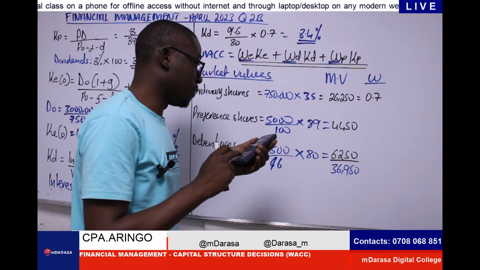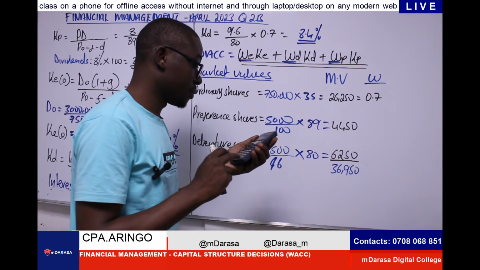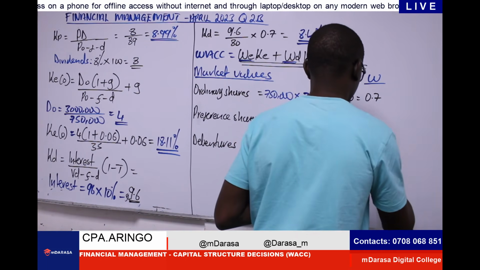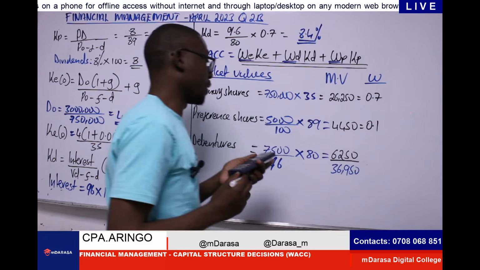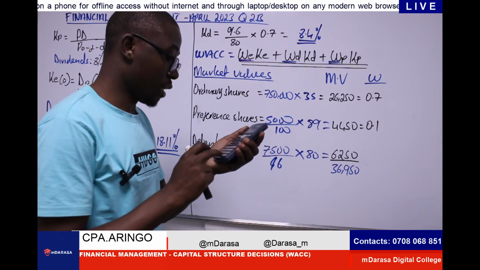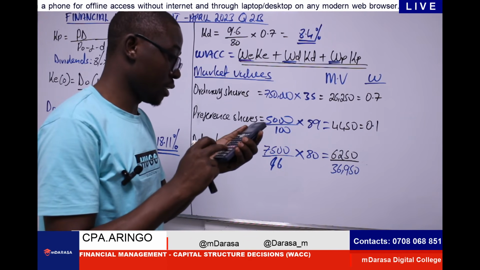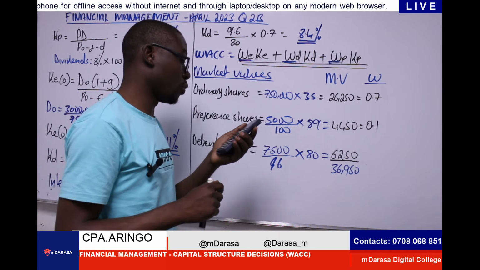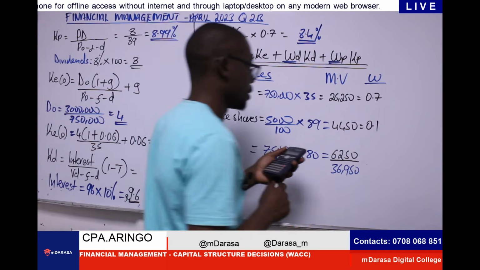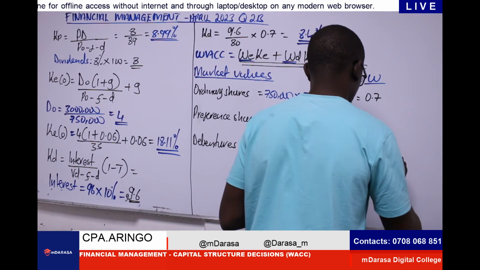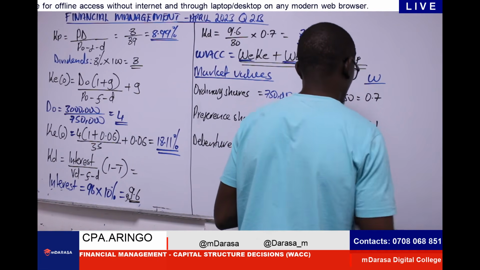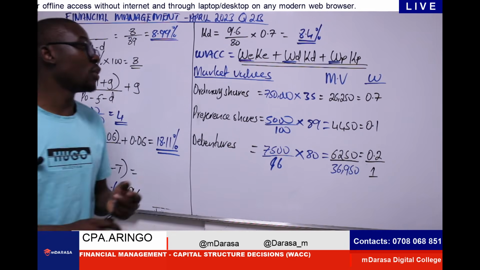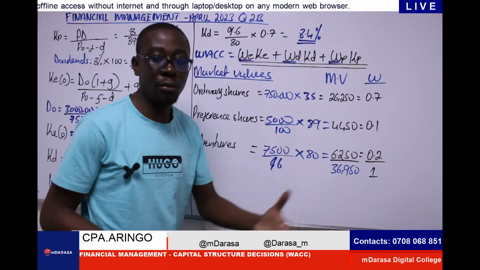4450 divided by 36,950. In this case, I'm getting 0.1. And finally, 6250 divided by 36,950. I'm getting, of course, 0.2, right? Because the weights, of course, will always equate to 1. So once we have our weights, we want to achieve the component of WACC.